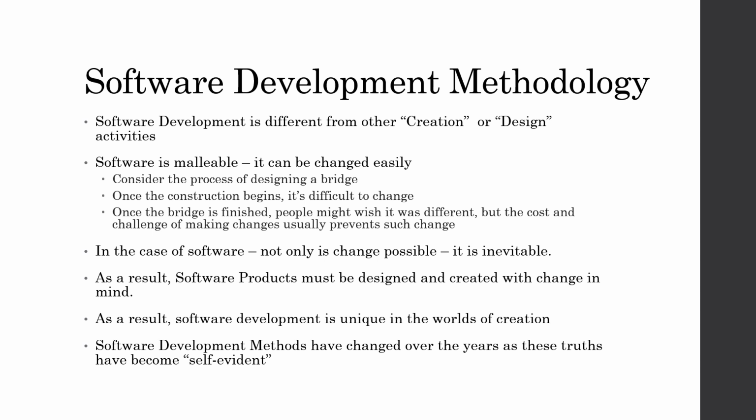Now, one of the things that is critical that you've got to keep pounded into your brain when it comes to software development is that it is malleable. Software can be changed, I say easily, and by easily I don't mean changed correctly easily. I mean it's easy for people to go in and write a few lines of code and change your software, whether that's for the better or for the worse. That's going to be up for other people to decide.